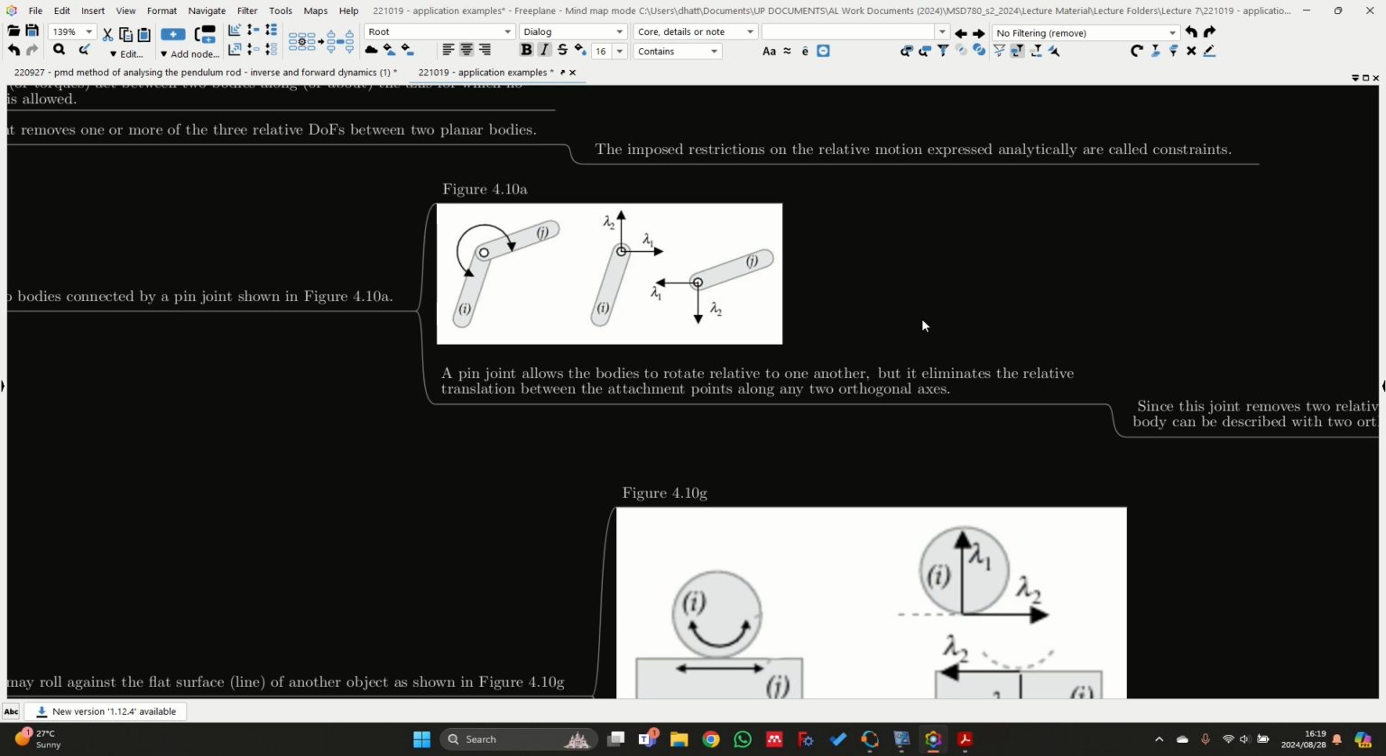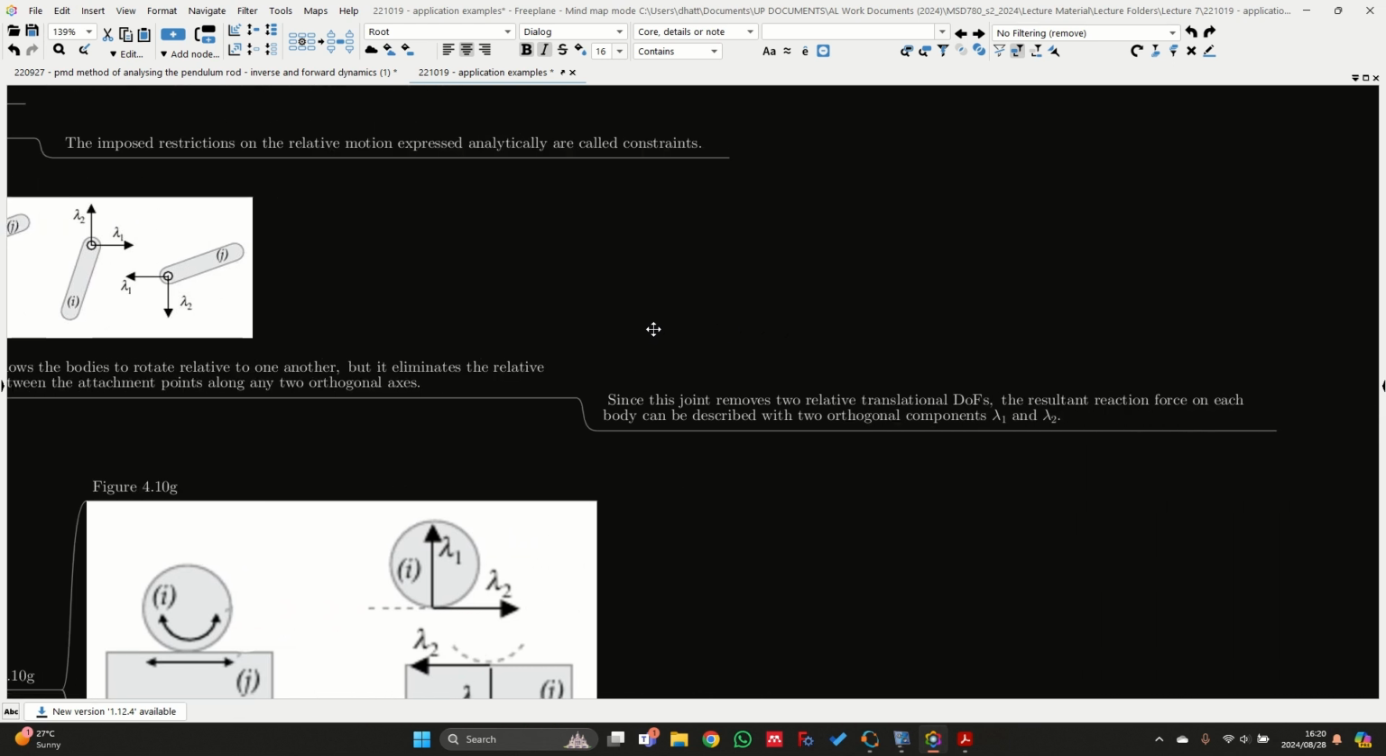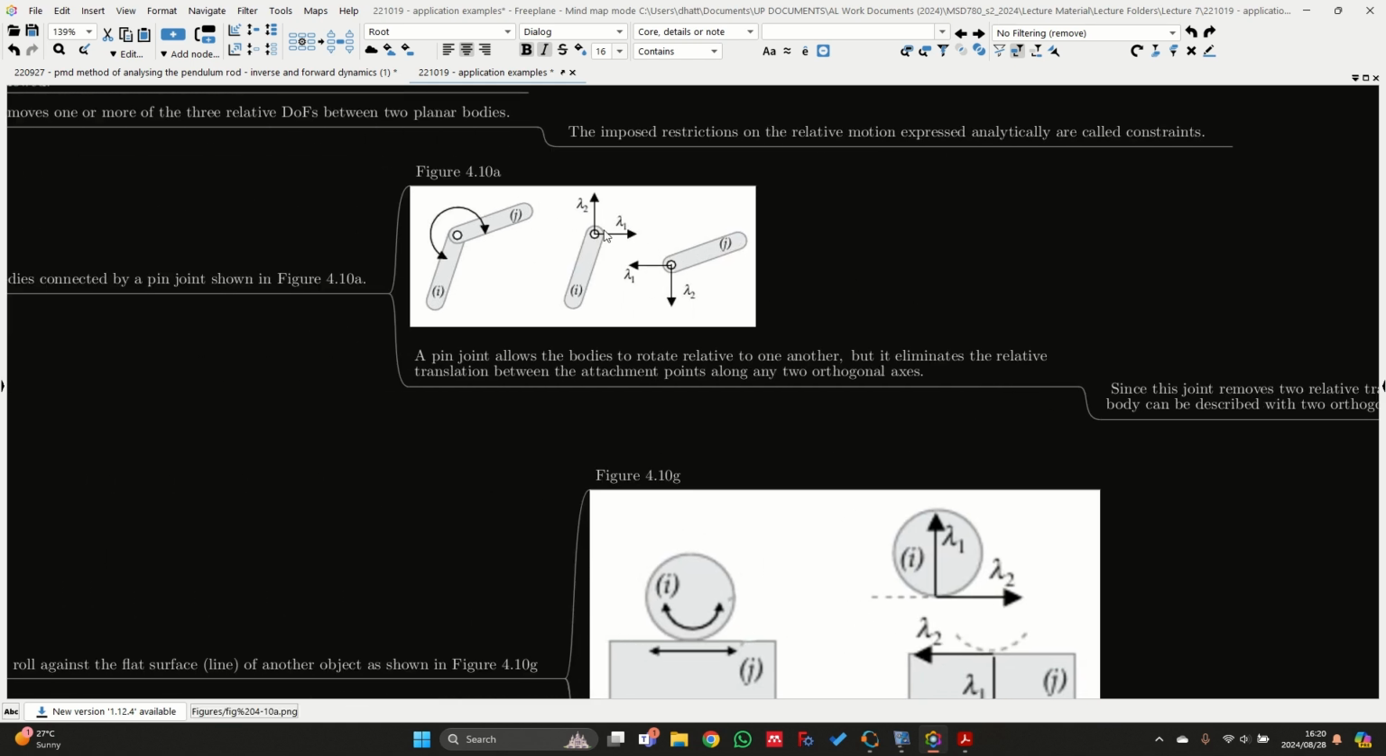A pin joint allows the bodies to rotate relative to one another, but it eliminates the relative translation between the attachment points along any two orthogonal axes. Since this joint removes two relative translational degrees of freedom, the resultant reaction force on each body can be described with two orthogonal components, lambda 1 and lambda 2. And those are the reaction forces that we see in this figure as well.